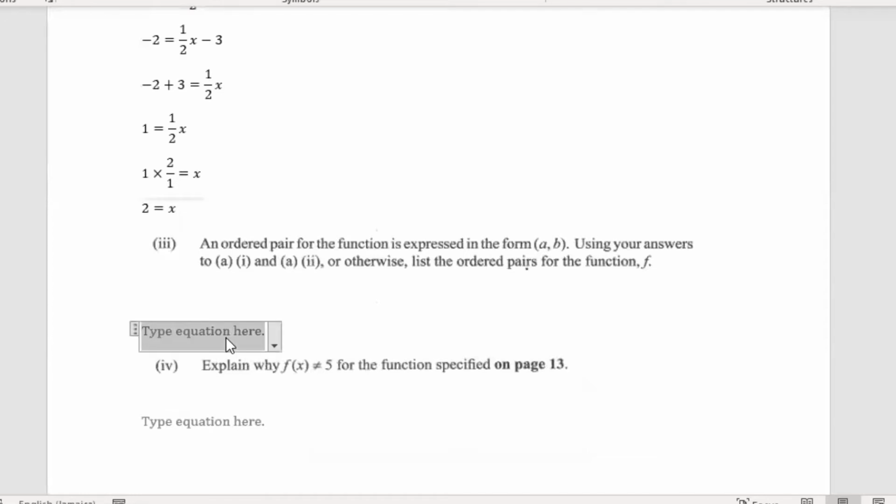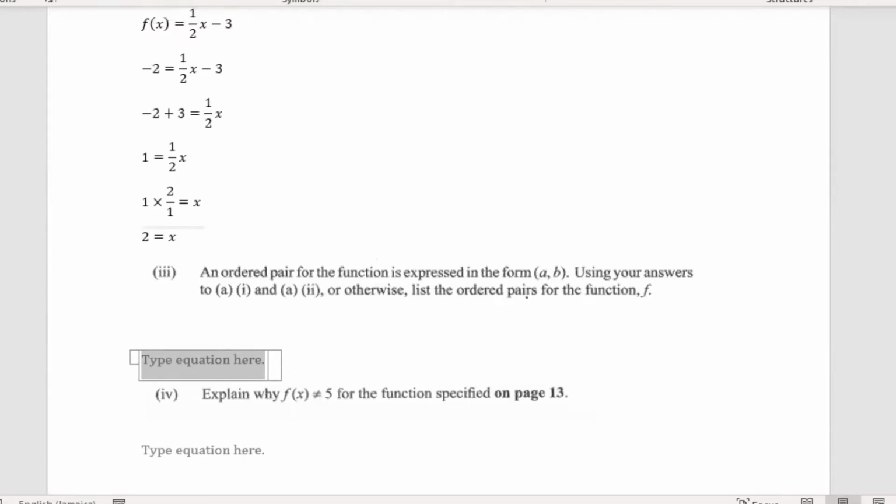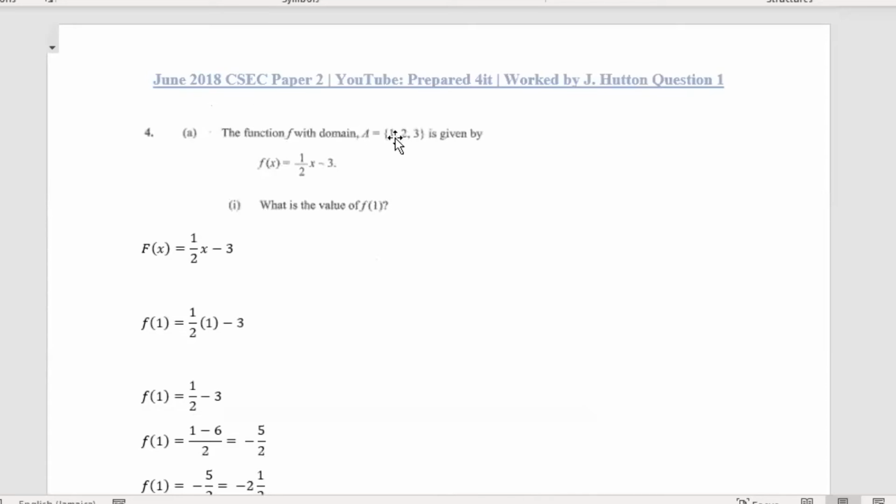Part 3 now says, an ordered pair for the function. An ordered pair for the function is expressed in the form (a, b). So from this part (a, b), this is our x, y coordinates here. It says use your answers to part A1 and A2 or otherwise, and list the ordered pairs for the function. Remember, up top, it gave us that the function had a domain of 1, 2, and 3. So this is what we're writing the ordered pairs for, the 1, 2, and 3.